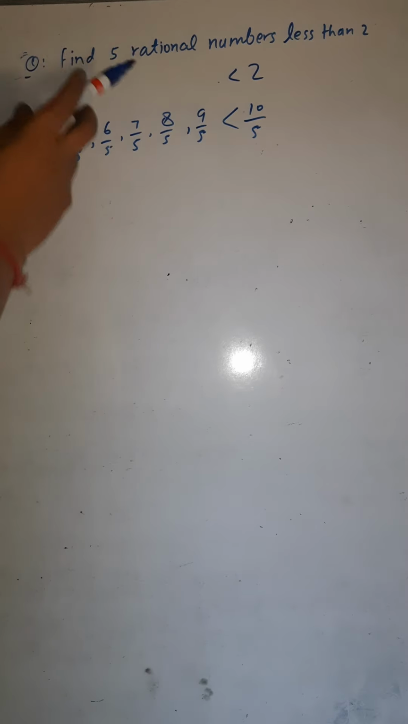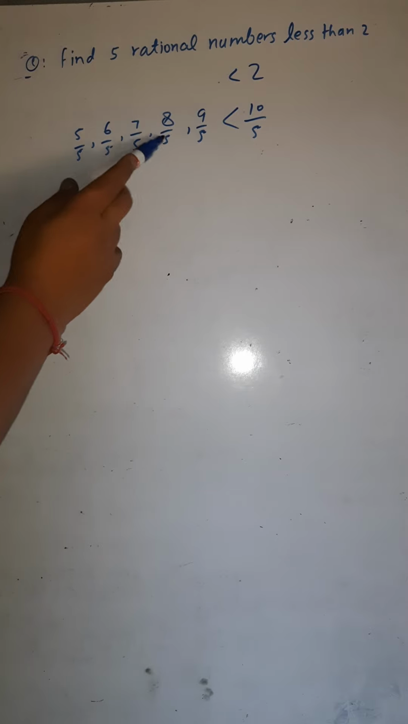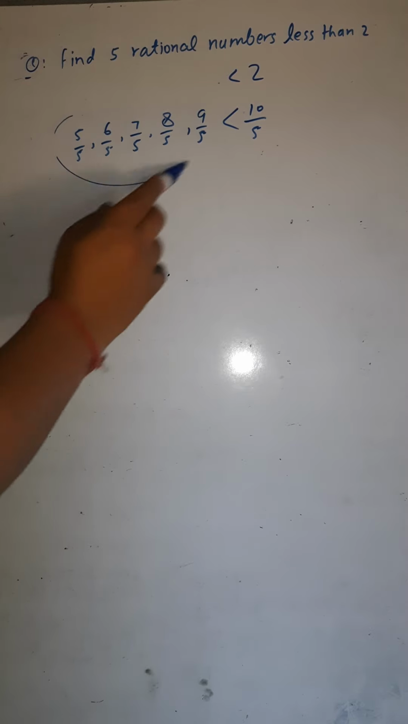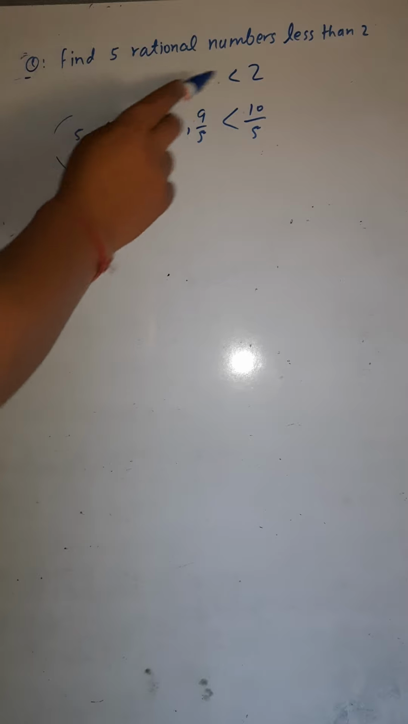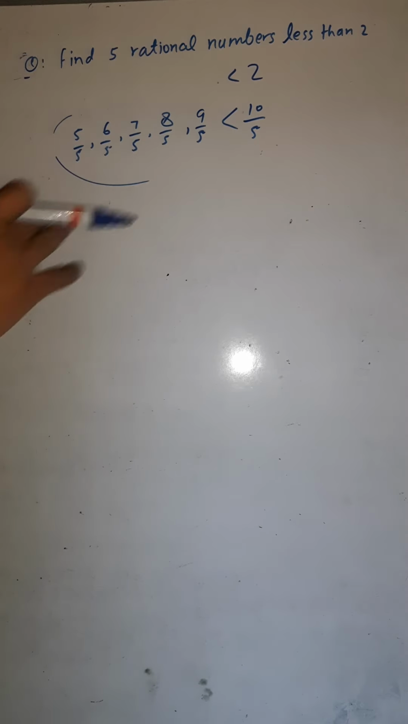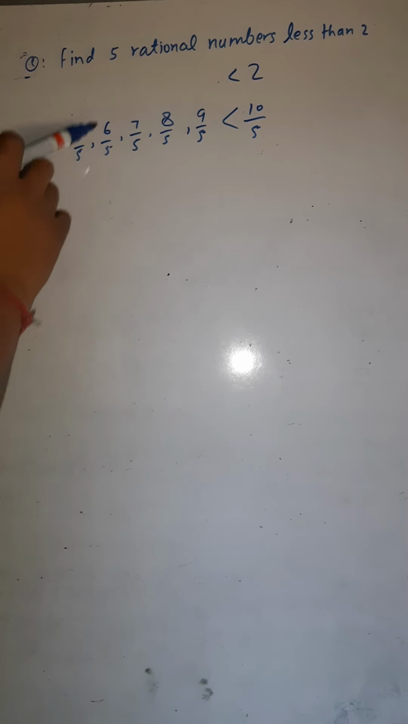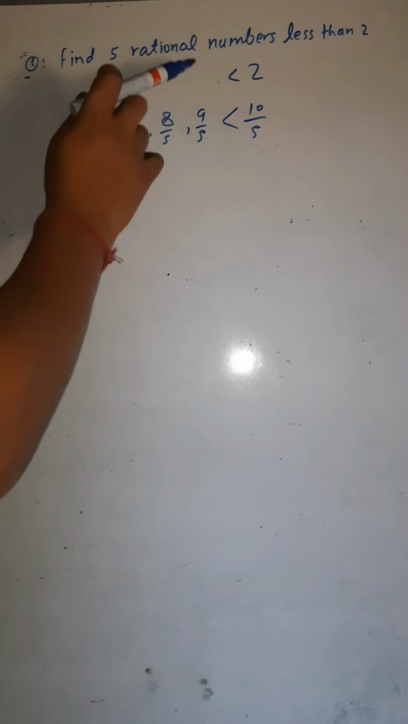Find 5 rational numbers. So I think we have found 1, 2, 3, 4, 5. So these are 5 rational numbers which are less than 2, meaning less than 10 by 5. So the answer would be what? The answer is 5 by 5, 6 by 5, 7 by 5, 8 by 5, 9 by 5.